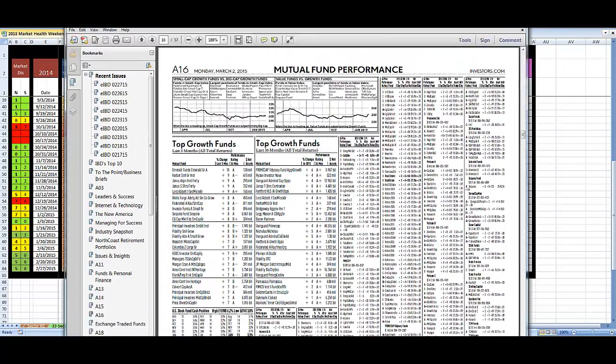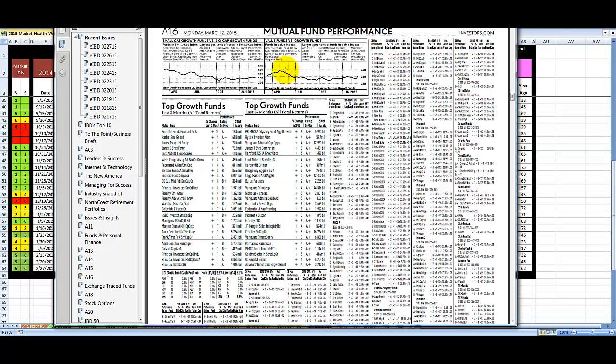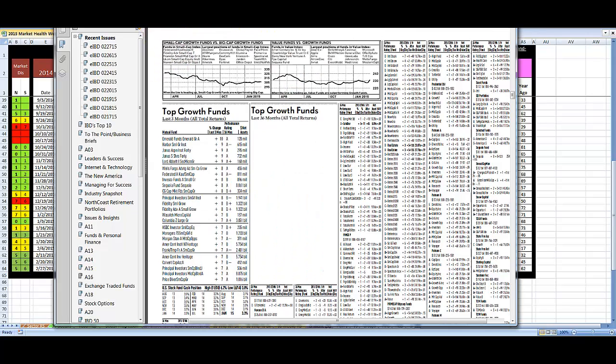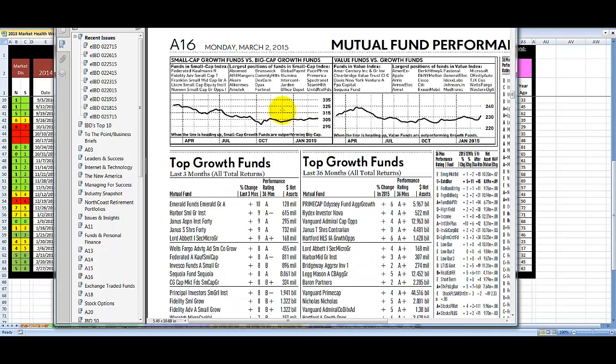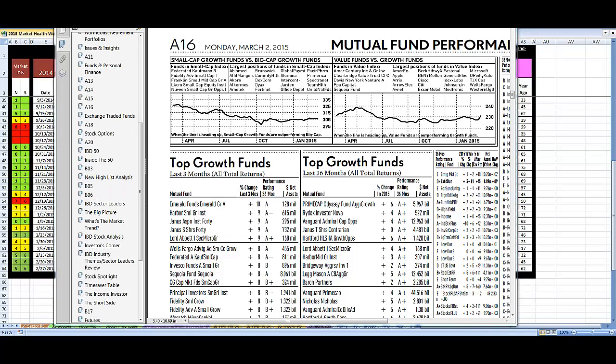I'm going to show you really quickly in the paper where you can find these things. So here, usually in section A, mixed in with something not very important, you'll find the small cap versus big cap. Here's the numbers, and then when it tells you right here on the chart when the line's heading up, small caps are outperforming. Then you also have mutual funds versus growth funds. In a nice big bull market, you're going to see small caps outperforming big caps, and also you'll often see growth stocks outperforming value stocks.